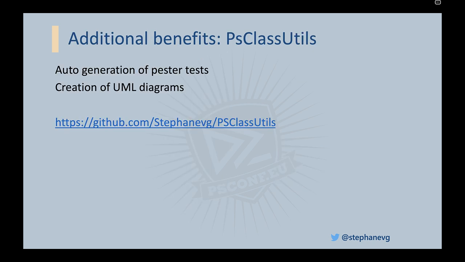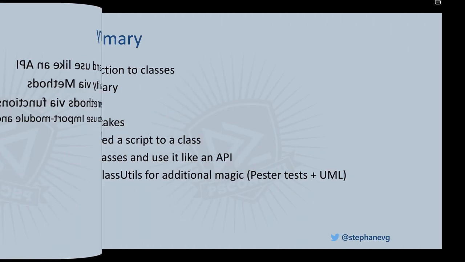One last additional benefit of writing classes is you can use pre-existing tools to generate or do some additional things. I have written another open source project called PS Class Utils, which does that for you. It automatically generates Pester tests for that particular class, and it will create UML diagrams for you, right? So have a look at this link I'm sending. I'm not going to go into the details, simply for the sake of saving some time, and also it's maybe beyond the scope of this introductory level of this course. So it's the summary already.